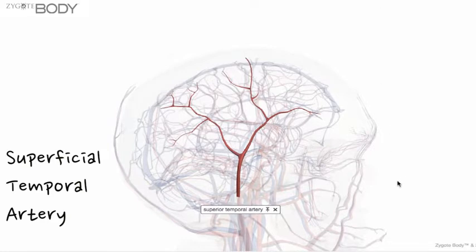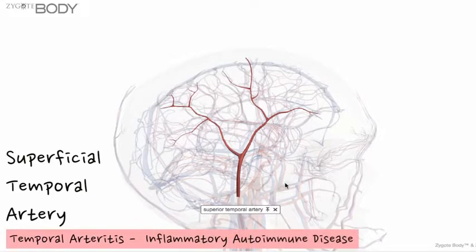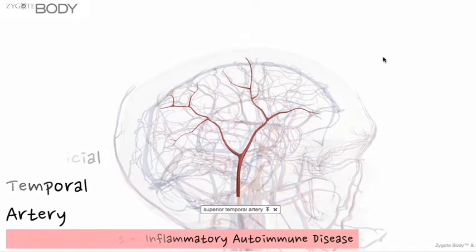And the superficial temporal artery can actually be involved in an inflammatory autoimmune disease called temporal arteritis. It's kind of a tongue twister. So, an inflammatory autoimmune disease called temporal arteritis. And patients suffering from this autoimmune disease often experience headaches, and this is usually in elderly males.